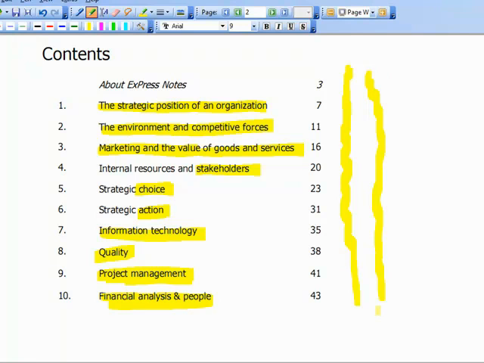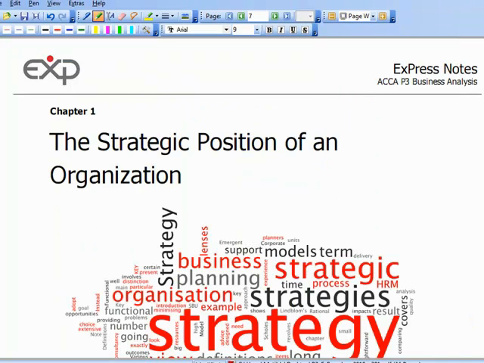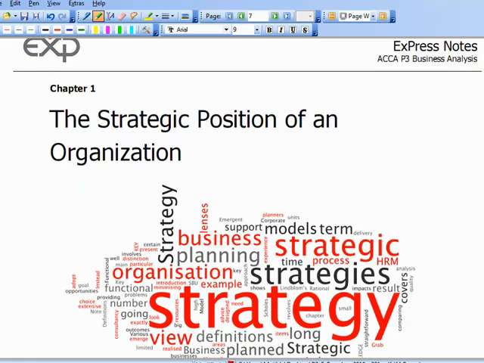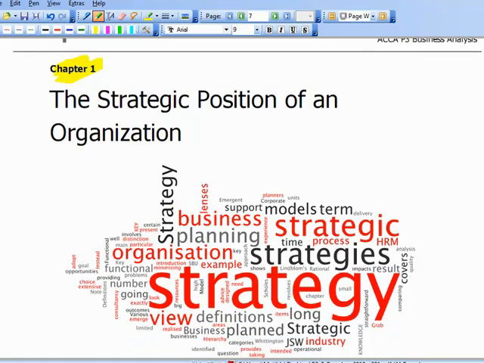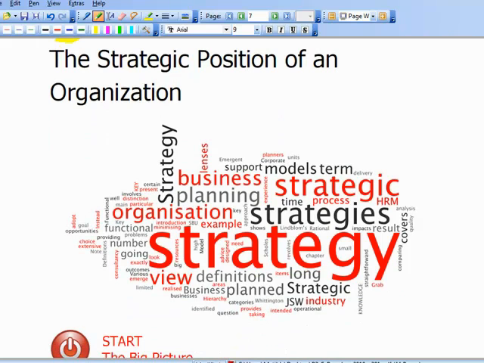Paper P3 ACCA Business Analysis. In this video, we're going to be having a look at Chapter 1 of the Express Notes. So make sure you have Chapter 1 open in front of you before we carry on. This talks about the strategic position of an organisation, and what it does, it gives an overview of what we mean by strategy. It also introduces us to a number of key strategic models we must have an awareness of.